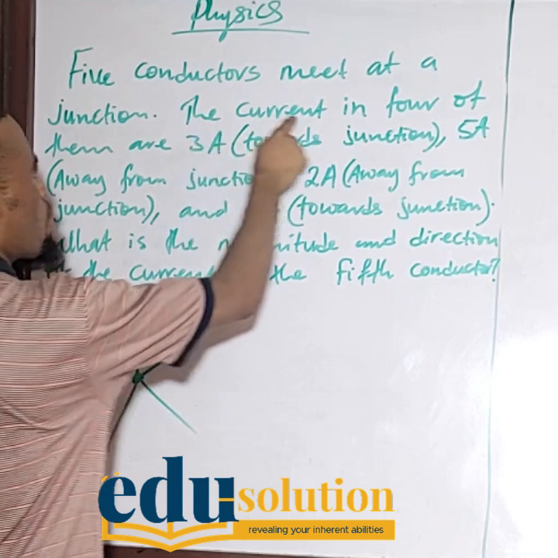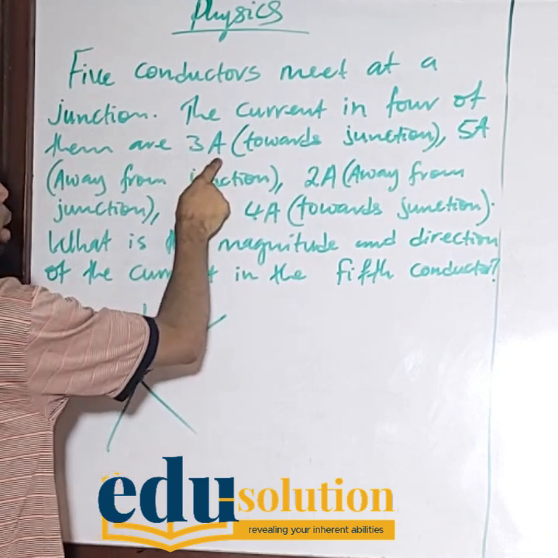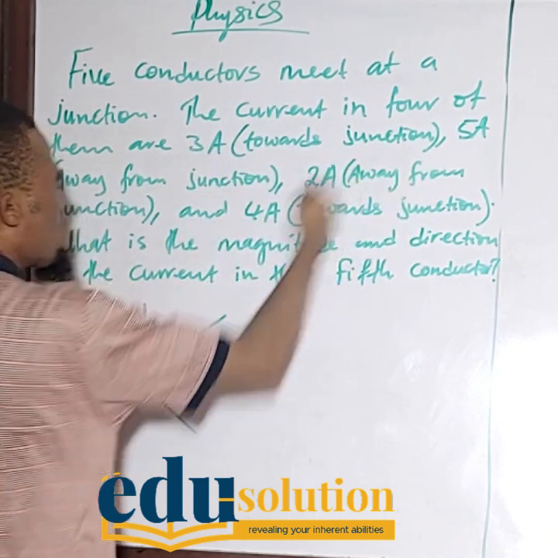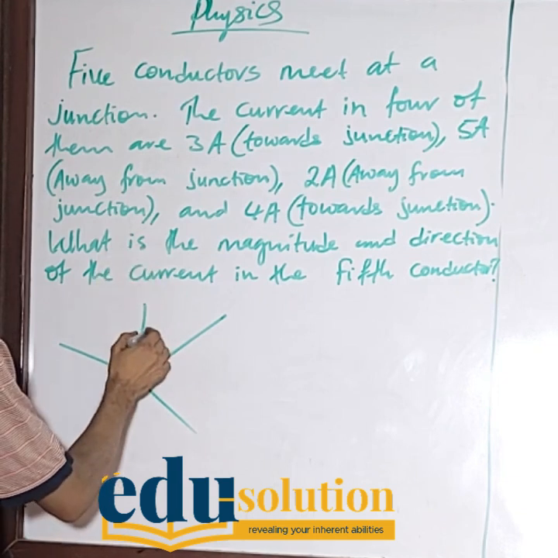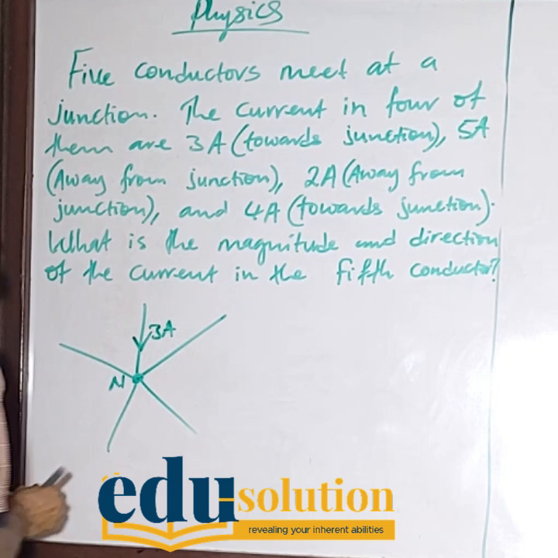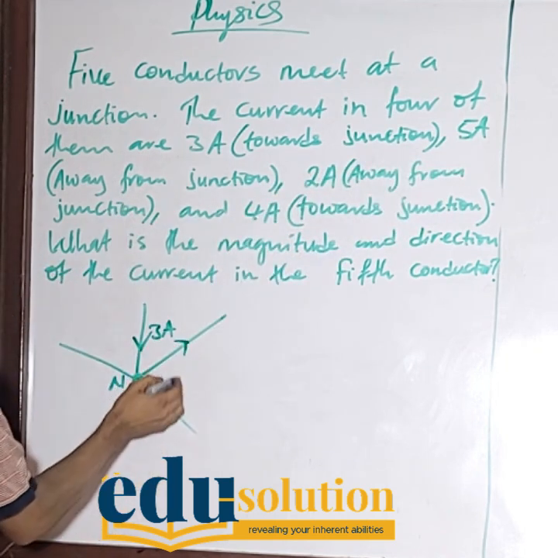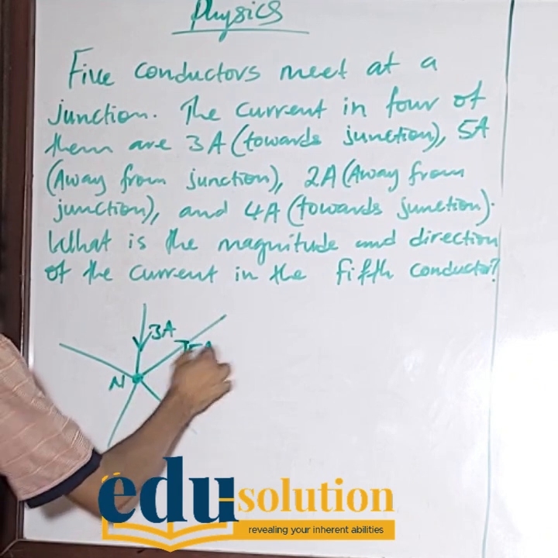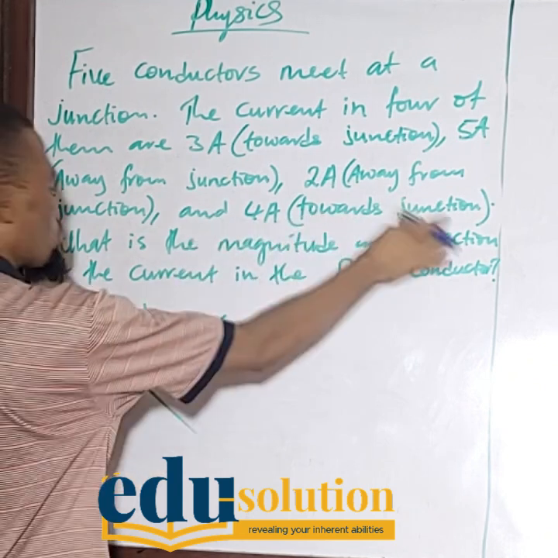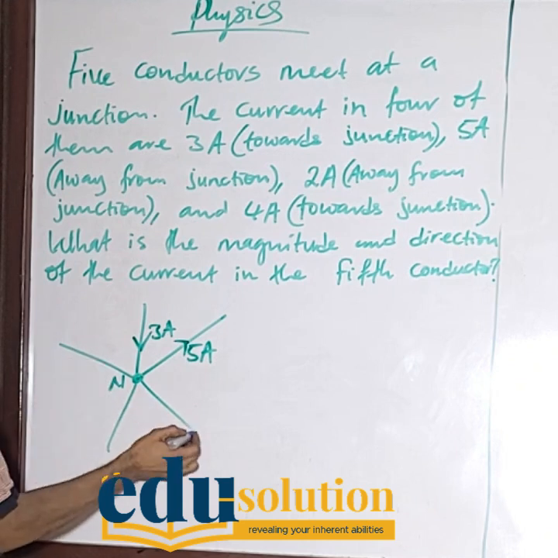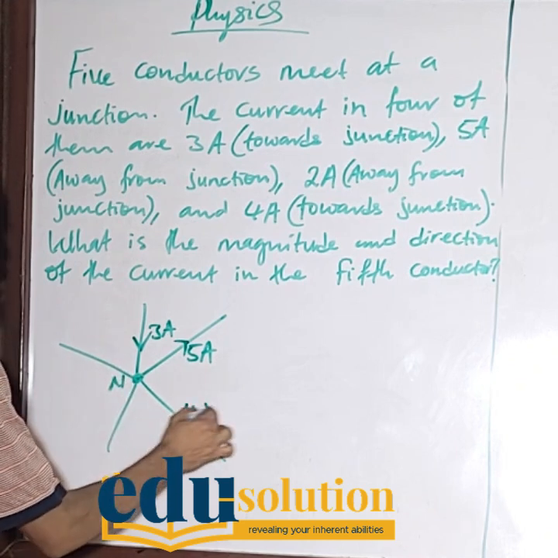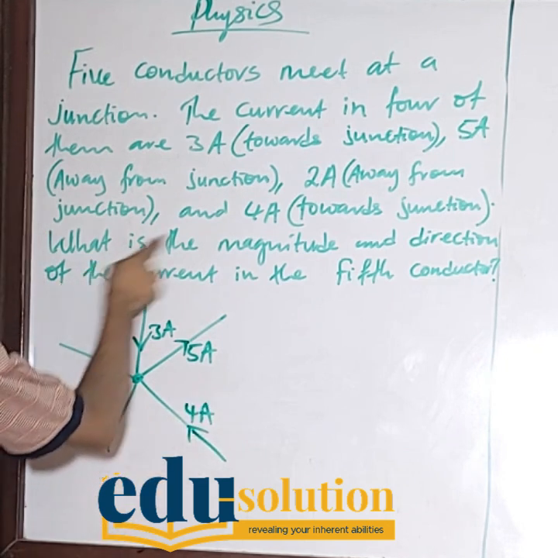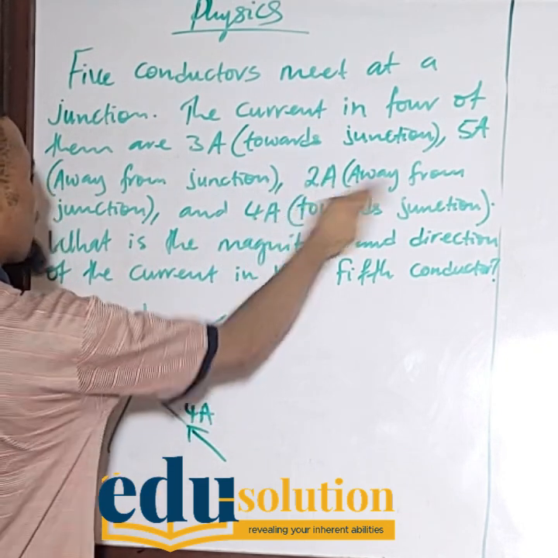So the current in 4 of them are 3 ampere. The 3 ampere is flowing towards the junction. Let me take this as 3 ampere flowing towards the junction, and then 5 ampere away from the junction. Since it's away, the arrowhead will point outside. Then 4 ampere towards the junction, and then the last one was 2 ampere away from the junction.